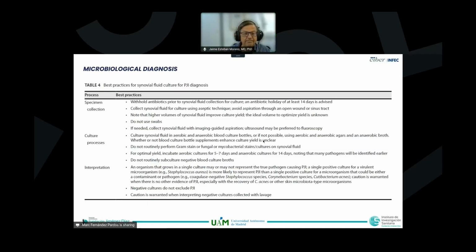And the most important recommendation in this part and in the next one is do not use swabs. Swabs are not recommended in the diagnosis of prosthetic joint infection in any case. It is preferable to send the sample as is to the microbiology lab and then to perform proper cultures if necessary.